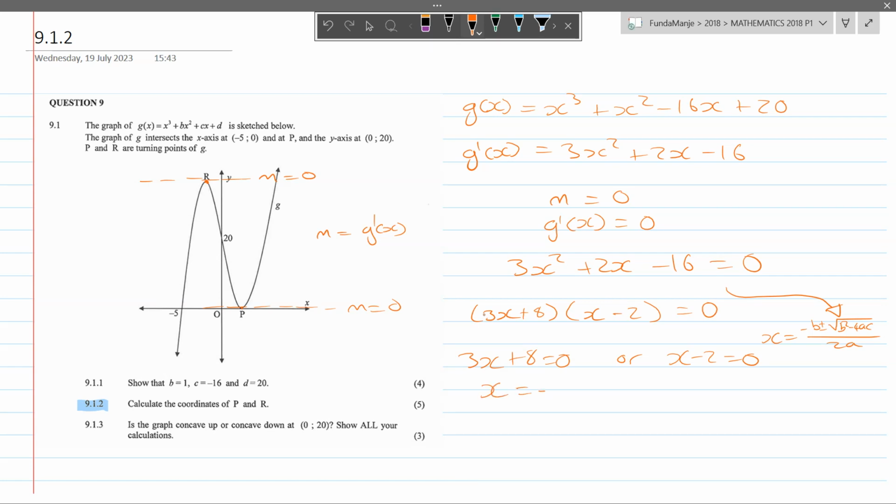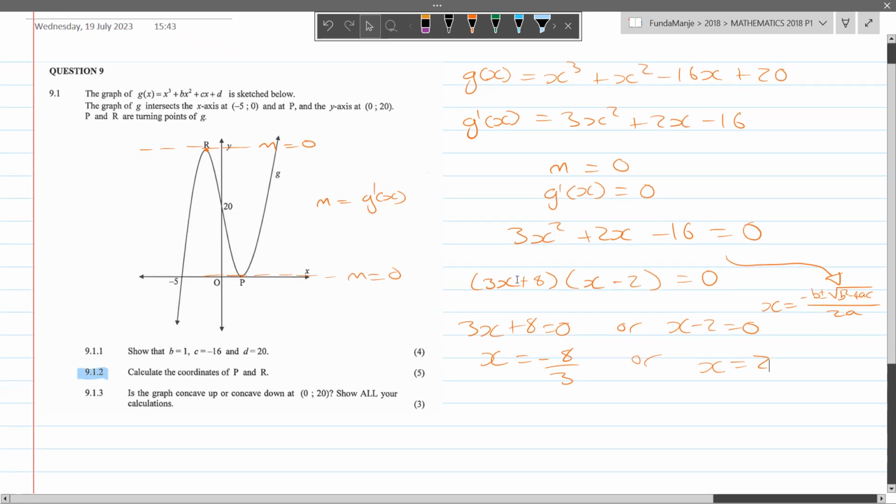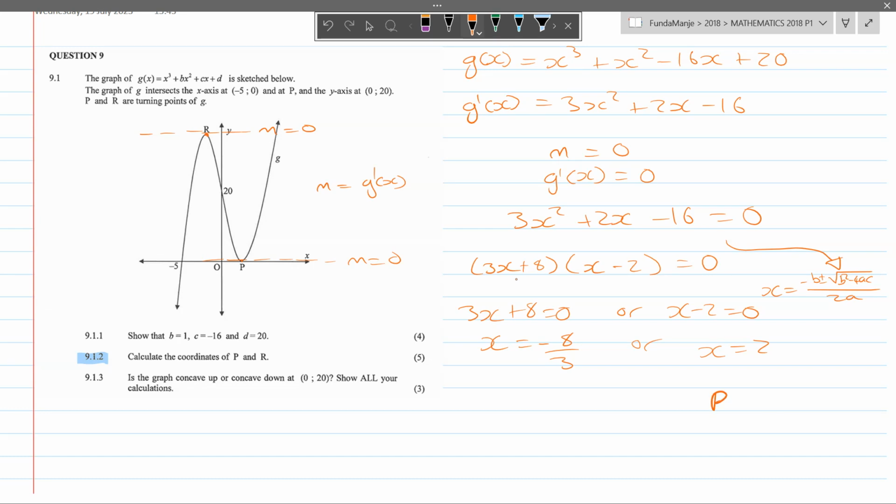Taking 8 to the other side, you get x equals minus 8 over 3, or x will be equal to 2. And you don't choose, since here they want both of them. So the negative one will be for R, the positive one will be for P. For P, at least we know it's on the x-axis, so its coordinates are going to be just (2, 0).